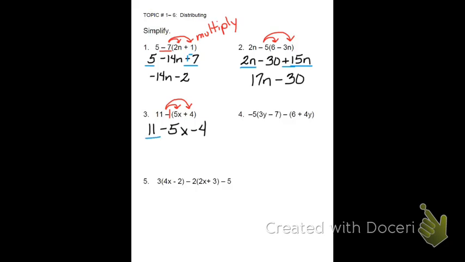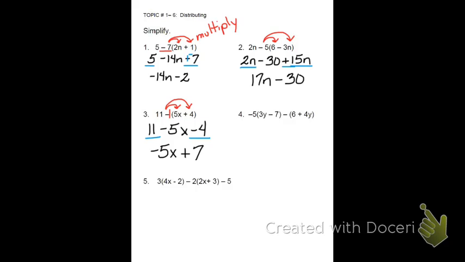The like terms you have are an 11 and a negative 4. Although again we're going to put that at the end because negative 5x are variables first, plus 7. 11 minus 4 is 7. Alright, a little bit longer problem on number 4.